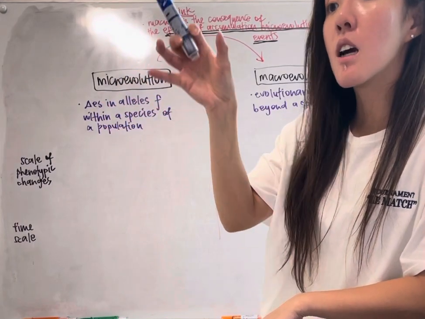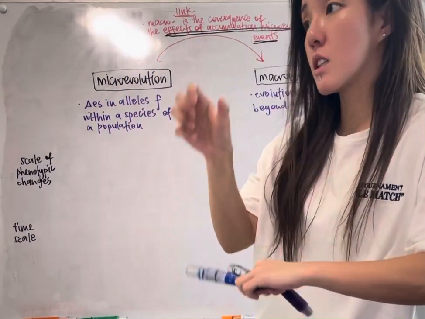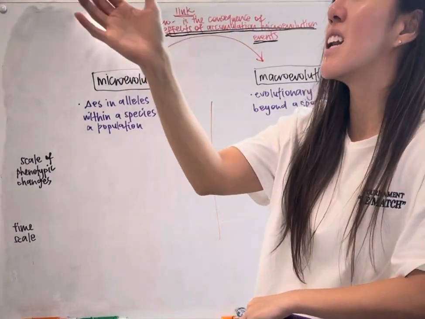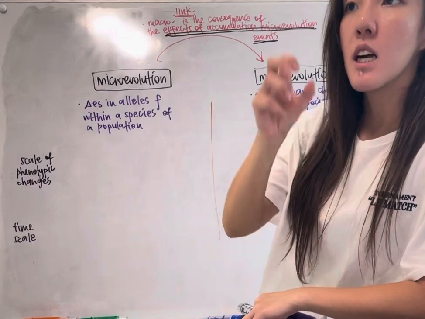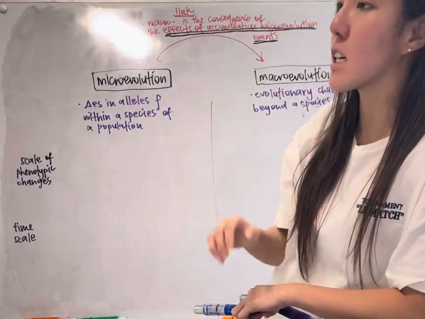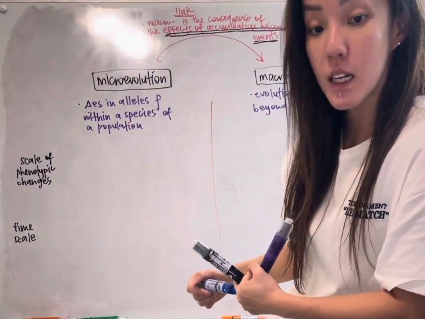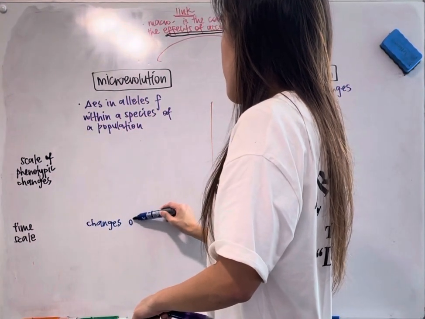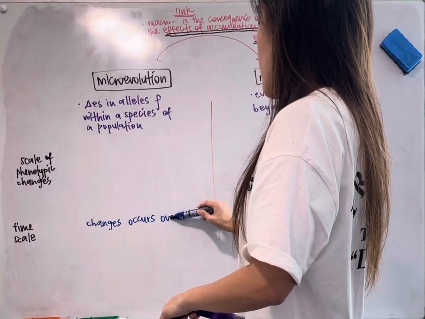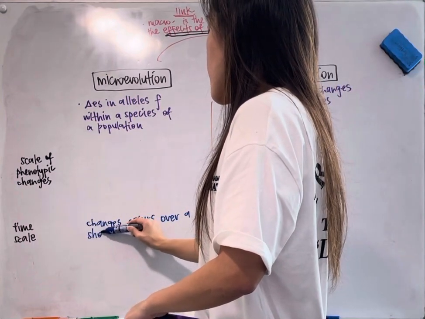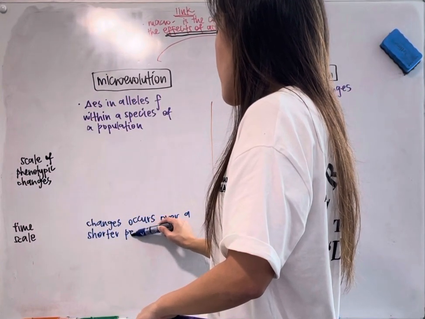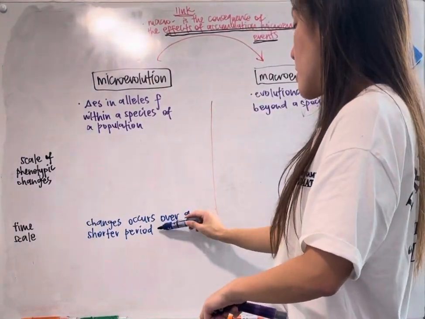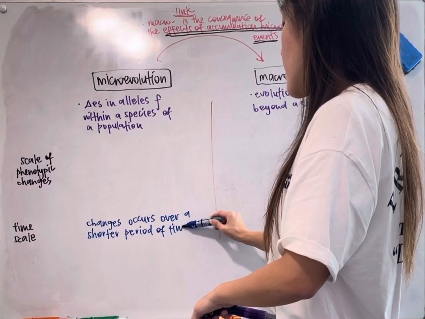Lesser than? Yes, the moment you see they say this one occurs within or lesser than 1 million years, you can straight away tell yourself that this is a microevolution event. Understand? So again, let me just write down: changes occur over a shorter period of time. This is the most direct way of identifying whether it is a microevolutionary event or a macroevolution event.